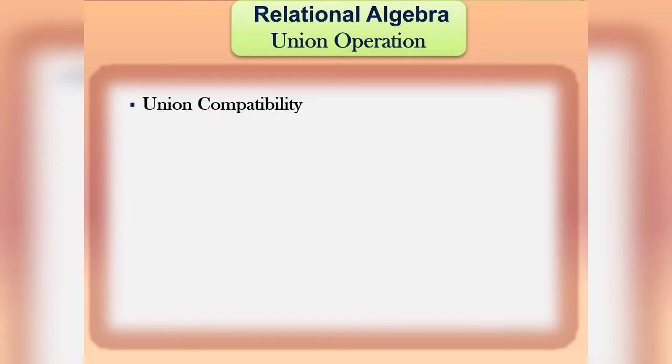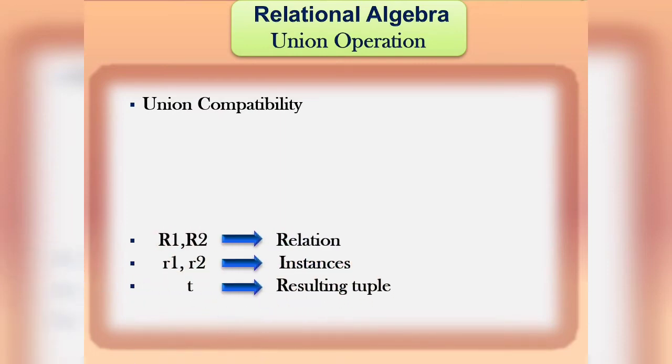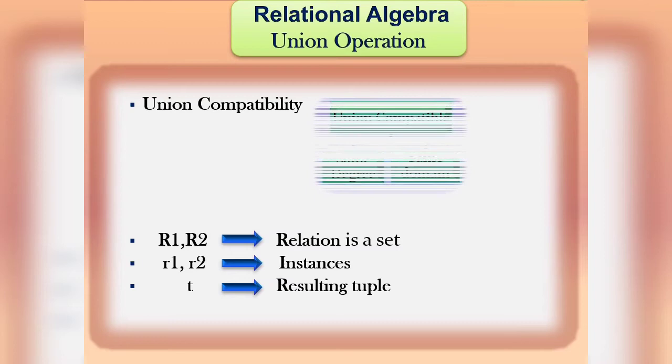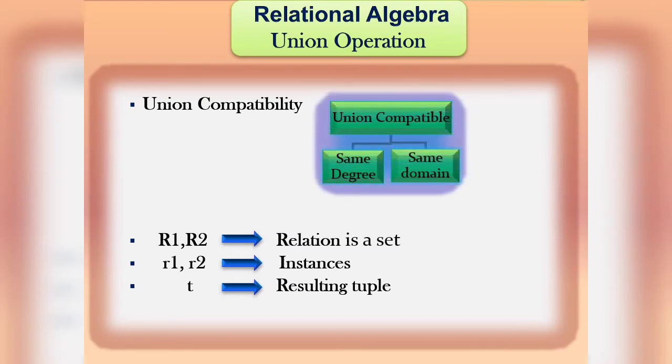Union operation. Union is one of the set operations which can also be performed on relations, and all the set operations can be performed on relations as a relation is also a set. But when we perform set operations on relations, it is essential to satisfy certain criteria. This criteria is called union compatibility. Two or more relations are said to be union compatible if the degree of the relations is the same. What is the degree of a relation? It is the number of attributes present in the relation.